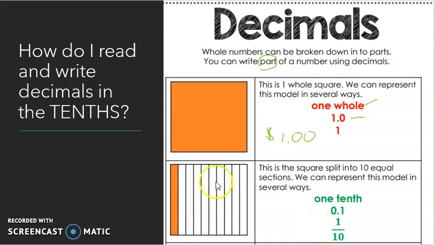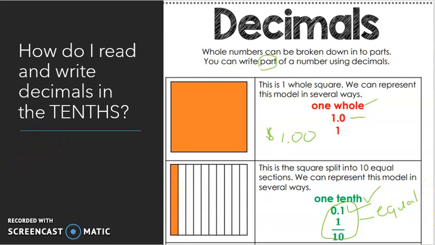This is the square split into 10 equal sections. We can represent this model in several ways. We can say 1/10. We can write it as a decimal, 0.1. That is the tenths place, the place value right next to the decimal, on the right-hand side of it. And we can write it as a fraction because we have 10 equal pieces and we have one of them. So 1/10, the fraction, is equivalent. These two are equivalent to each other.